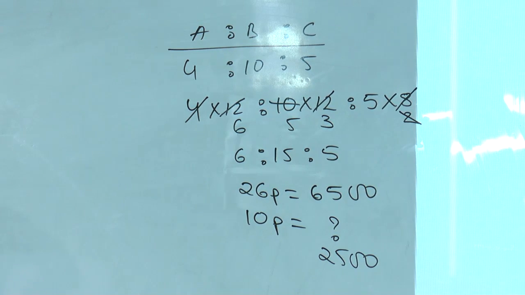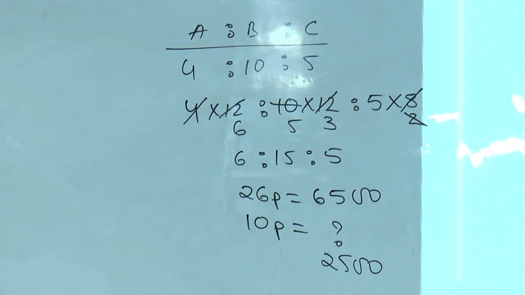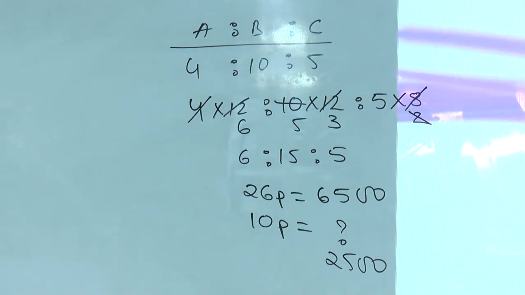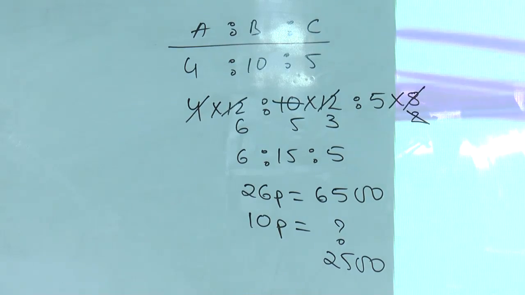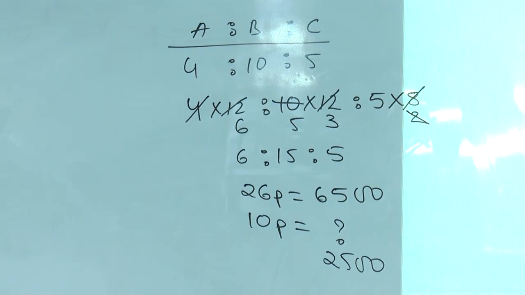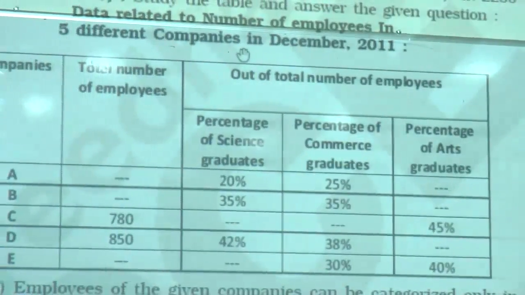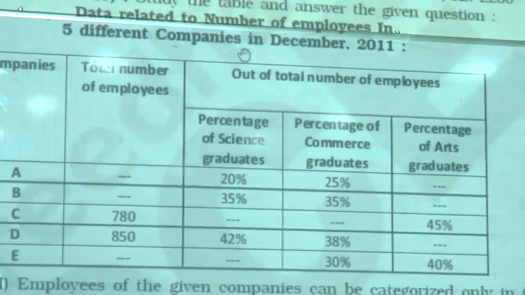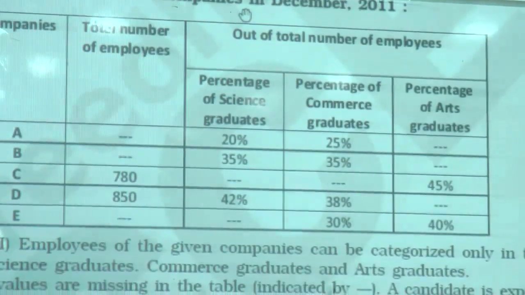Okay? Next, 41 to 45? 43. The total number of employees in company E was 3 times the total number of employees in company B. E is 3 times the employees in company B.